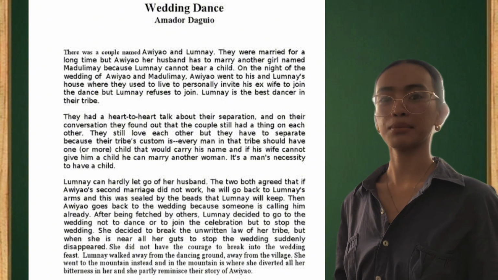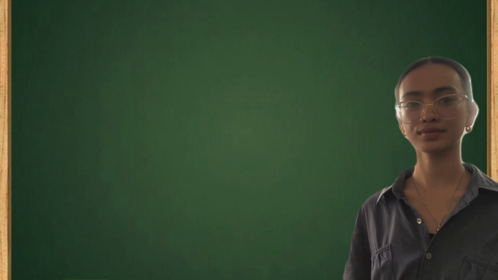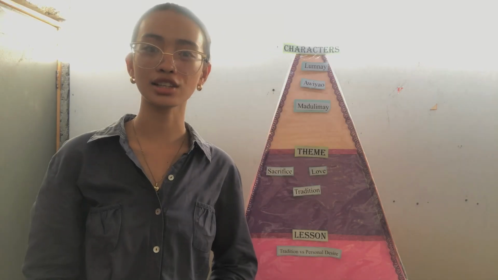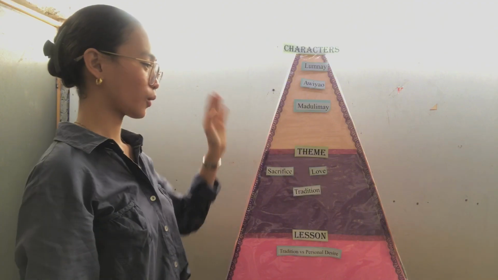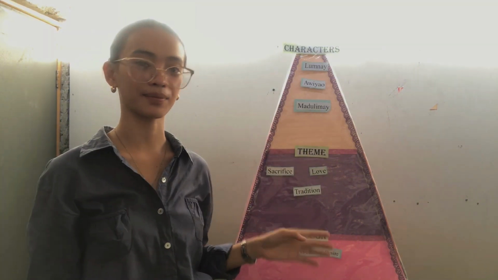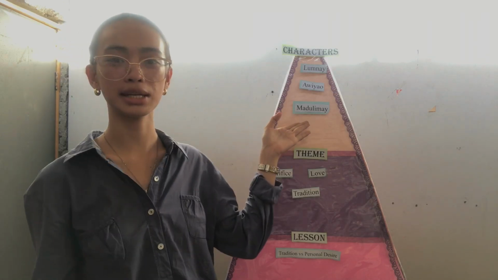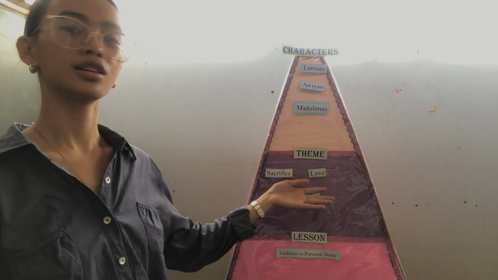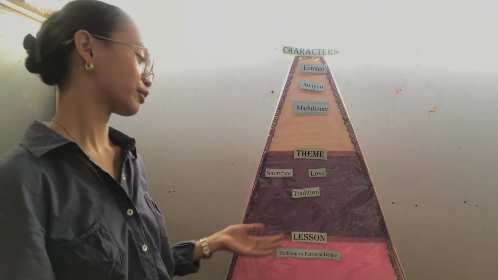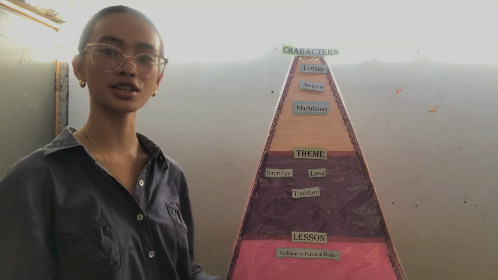So for our discussion for today, let us read the short story entitled The Wedding Dance. Now that we're done reading the short story, let me introduce to you the characters, the theme, and the lesson. For the characters, we have Lumnay, Awiyaw, and Madulimay. Our theme is sacrifice, love, and tradition. And the lesson of the story is tradition versus personal desire.